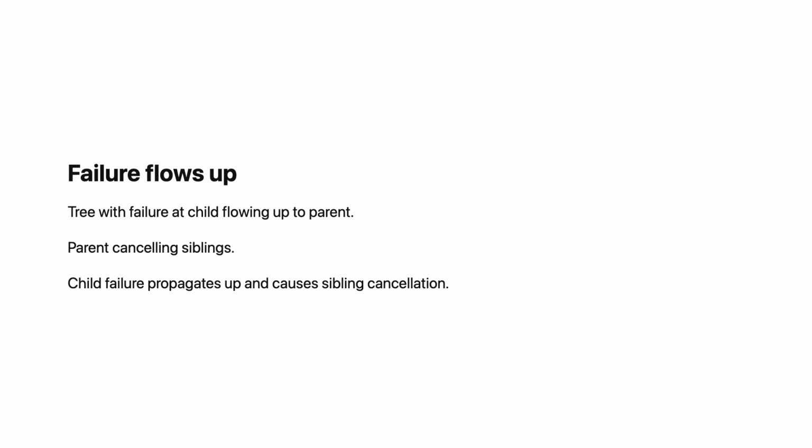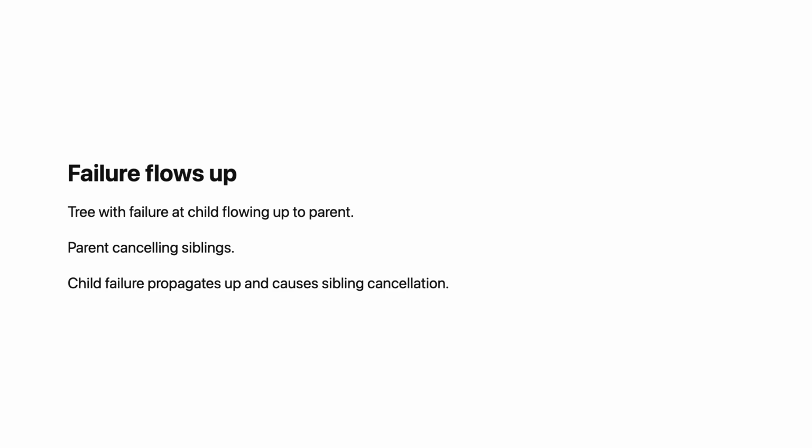Why? Because children typically do related work. If one part fails, the whole operation is likely compromised. Better to fail fast than continue with partial results. This is the default behavior. Failure goes up, cancellation goes down.